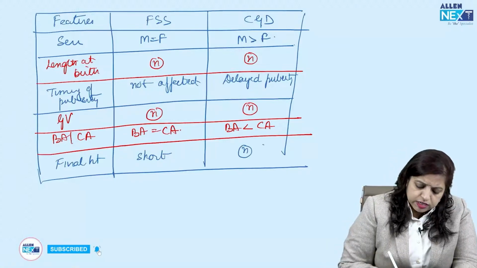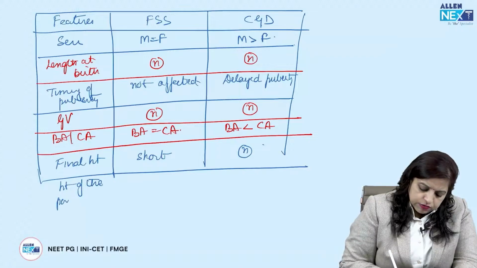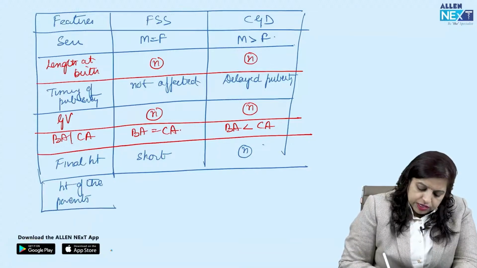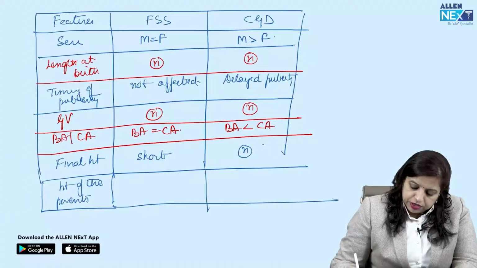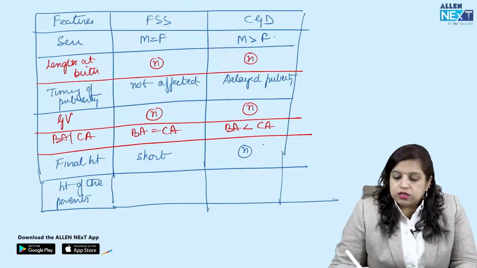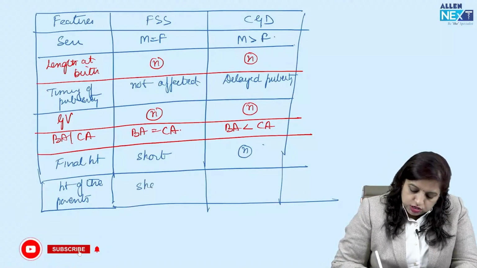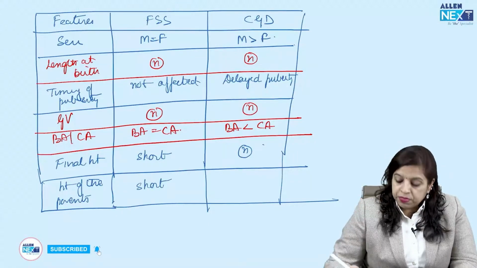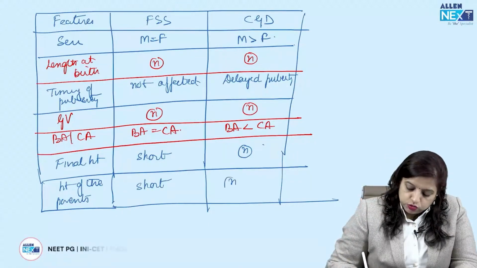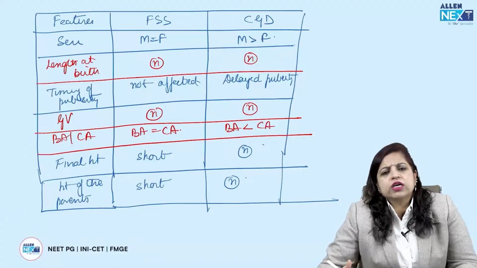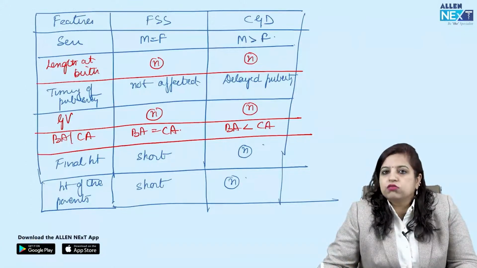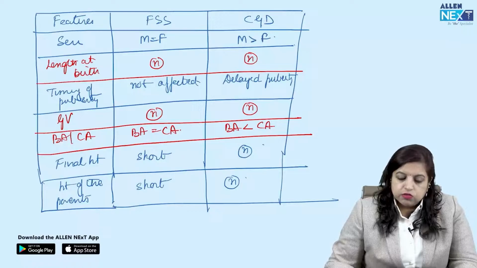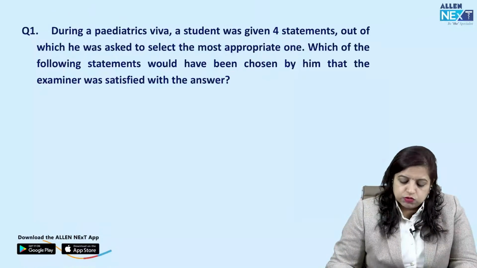We can also write the height of the parents. In familial short stature, the height of the parents is going to be what? It is going to be definitely short, while in constitutional growth delay, the height of the parents is going to be normal. So these are some important differences that will help you solve the MCQ in the exam, which you should be aware of, right? Let us move to the next question.